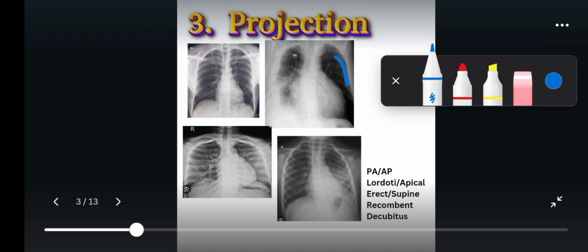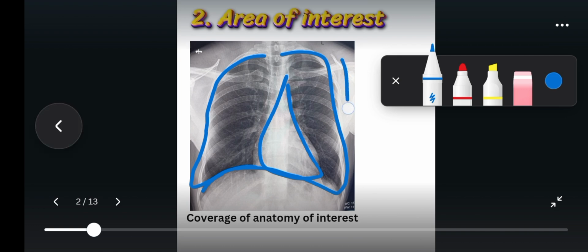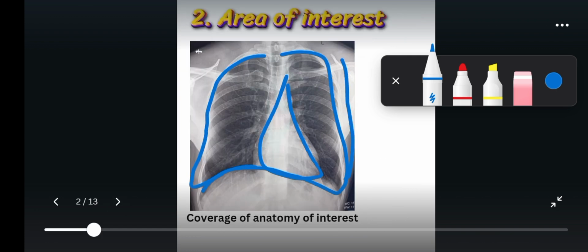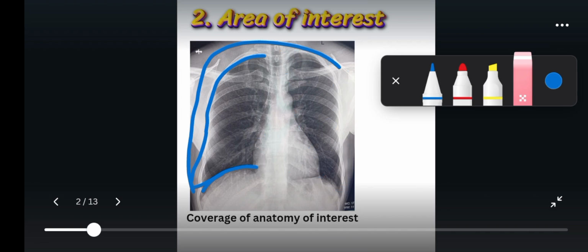Then of course the soft tissue that surround this. We'll still look at those areas during interpretation of chest X-ray. There could be pathologies in those areas.